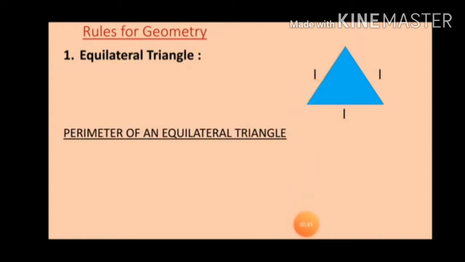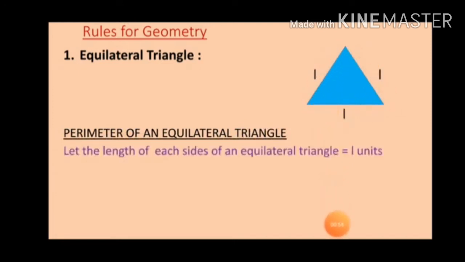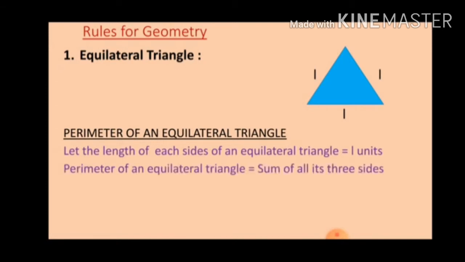Now let's discuss the perimeter of an equilateral triangle. Whenever we discuss the term perimeter, it defines the total distance or the total length for any given figure. As such, we have taken the length of each side of an equilateral triangle to be L units. When we discuss the perimeter of an equilateral triangle, we have to take the sum of all its three sides to get the total distance for this closed figure.